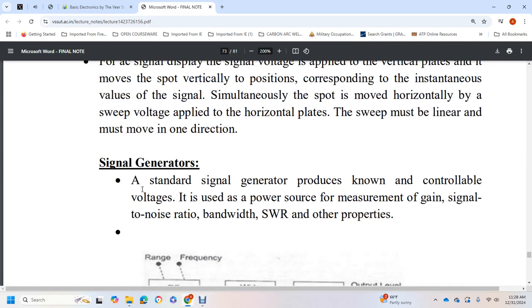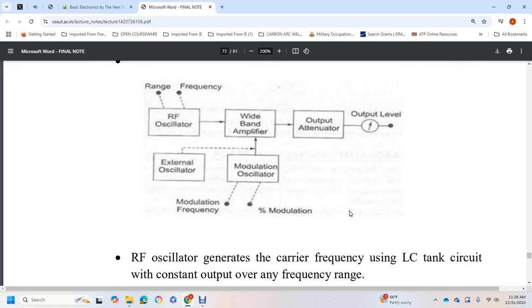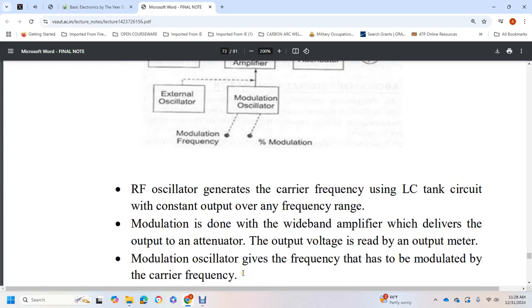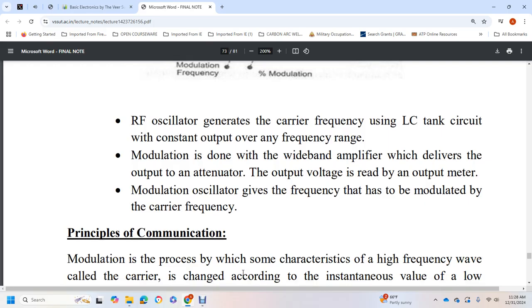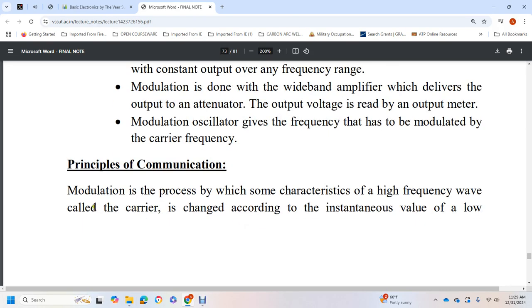Signal generator. The standard signal generator produces a number of controlled voltages, and acts as a power source for measuring gain, signal to noise ratio, bandwidth, SWR, and other properties. The radio frequency oscillator generates the carrier frequency using an inductor-capacitor tank circuit with a constant output over the frequency range. The modulation is done with a wideband amplifier that delivers the output to the attenuator. The output voltage is read on the output meter. The modulation oscillator provides the frequency that is used to modulate the carrier frequency.